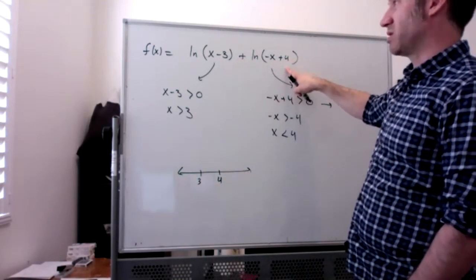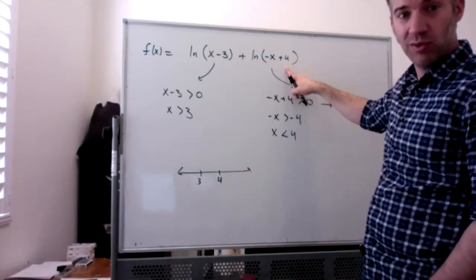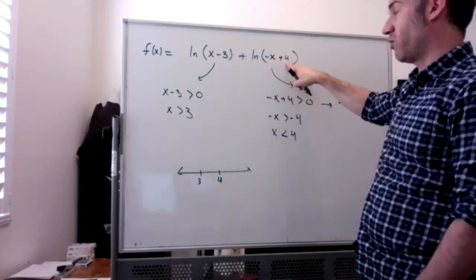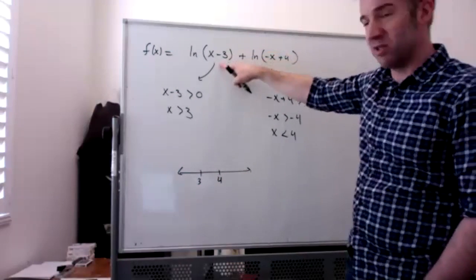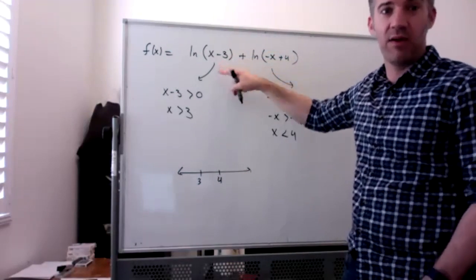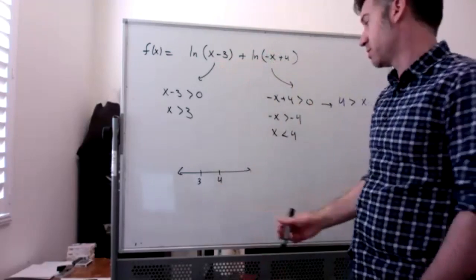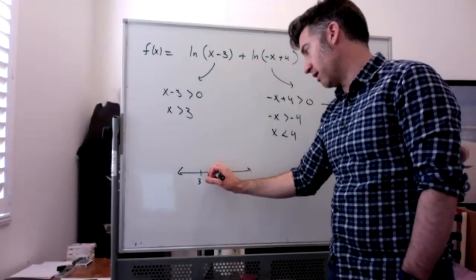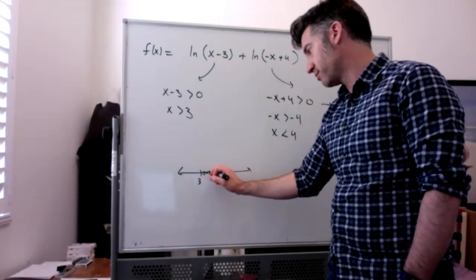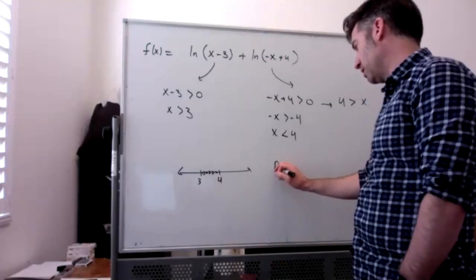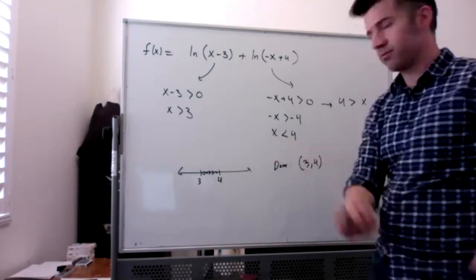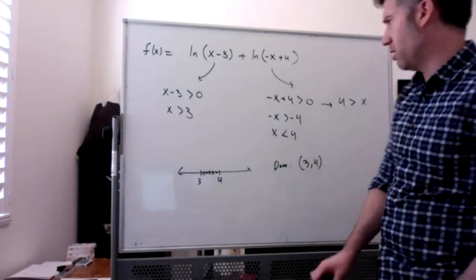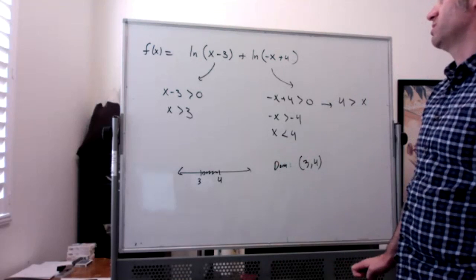Similarly, you can pick something smaller than 3, like 2, and negative 2 plus 4 is positive 2, which is perfectly fine to take the natural log of. But you can't plug in 2 here because 2 minus 3 is negative. So we have to meet both requirements. So our domain is just the stuff in here. So our domain is everything from 3 to 4.